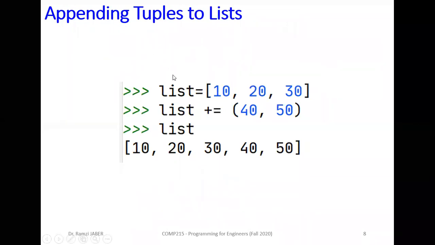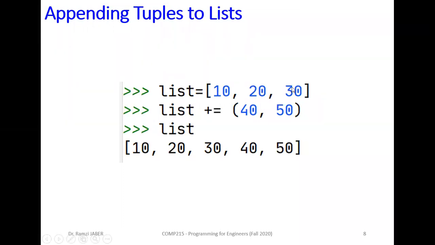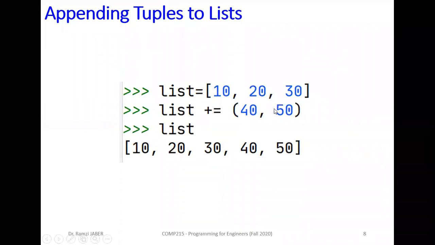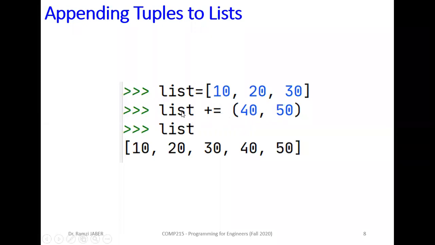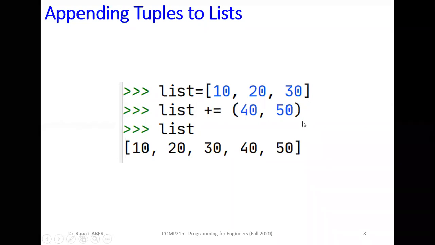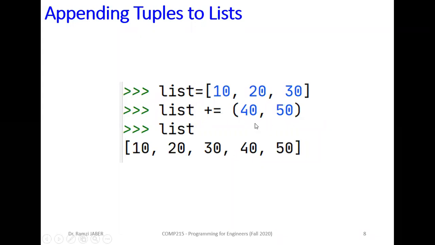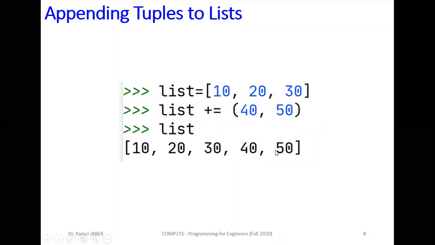List. We have here list equal 10, 20, 30. It's between brackets, it's the list. We can append, list plus equal a tuple between parentheses. We can put a tuple inside the list, add it to the list. Like here, list plus equal, between parentheses, 40, 50. So the new list will be 10, 20, 30, and the elements of the tuple, 40, 50.